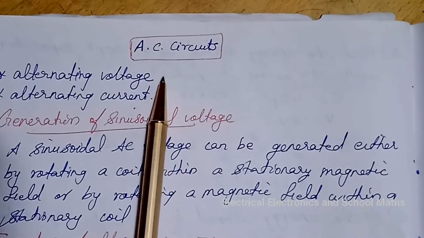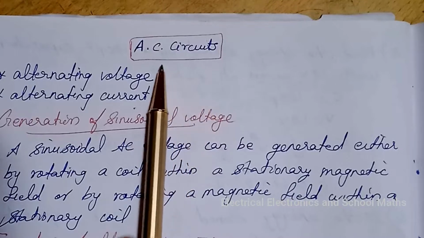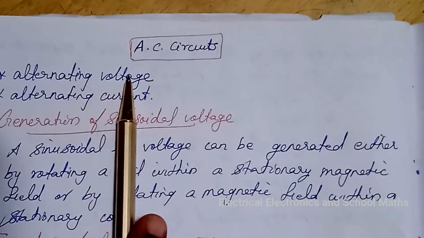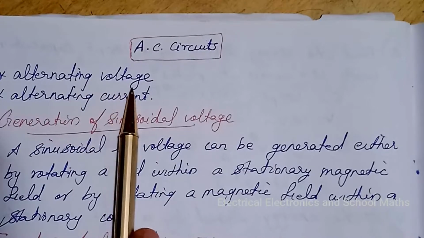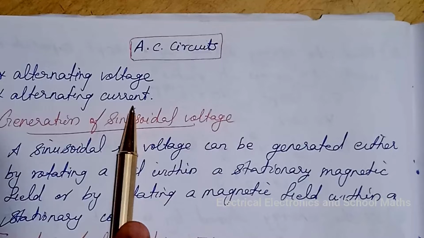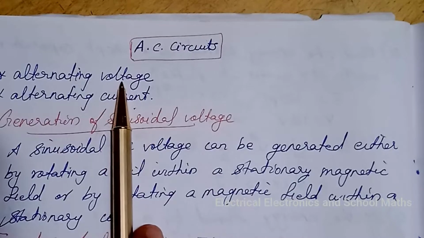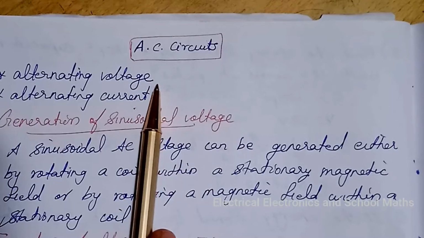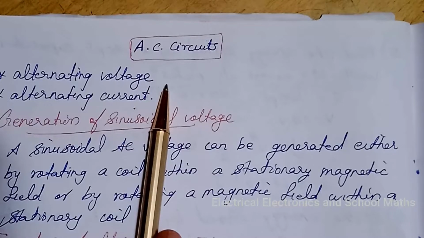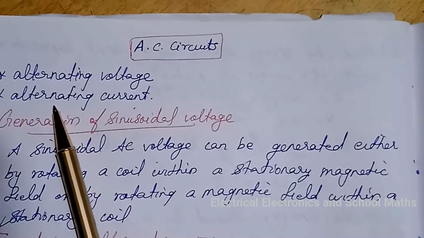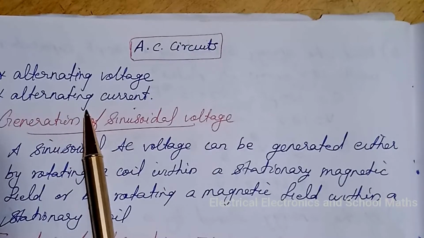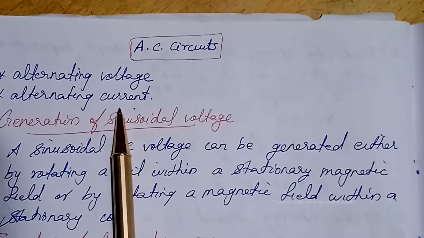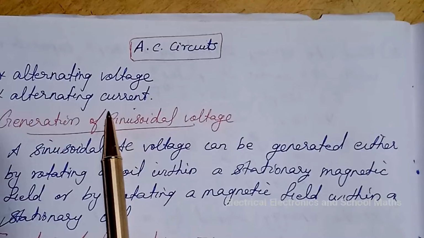Let us study about AC circuit or alternating current circuits. It includes both alternating voltage and alternating current. An alternating voltage is any voltage that varies both in magnitude and polarity with respect to time. Similarly, an alternating current is any current that varies in both magnitude and direction with respect to time.